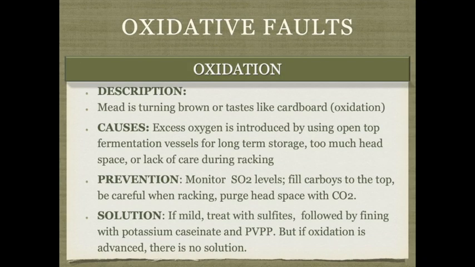Well, one of the oxidative faults is when the mead turns brown or begins tasting like cardboard. It's from excess oxygen that was introduced using open-top fermentation for long-term storage, too much headspace, not enough care or caution when racking. Perhaps sulfite levels were not monitored and adjusted well enough. In order to prevent it, you should add sulfites and monitor over time. I typically go through about once a month, measure, and then add more if I need it. Try to keep carboys filled to the top, and if you can't, then purge the headspace with inert gas such as CO2.